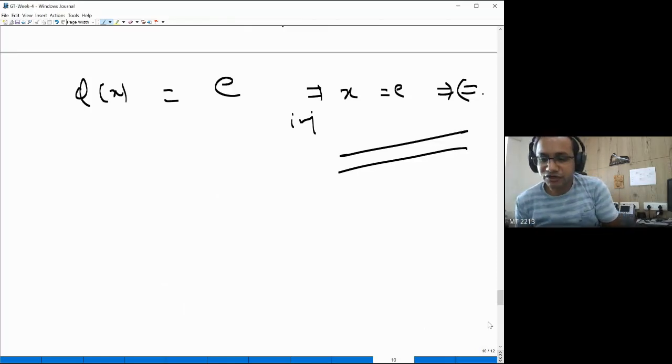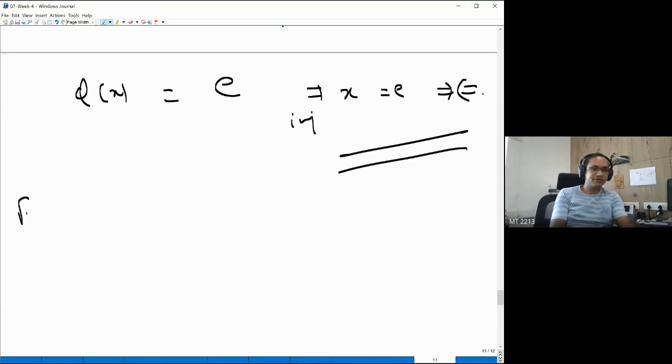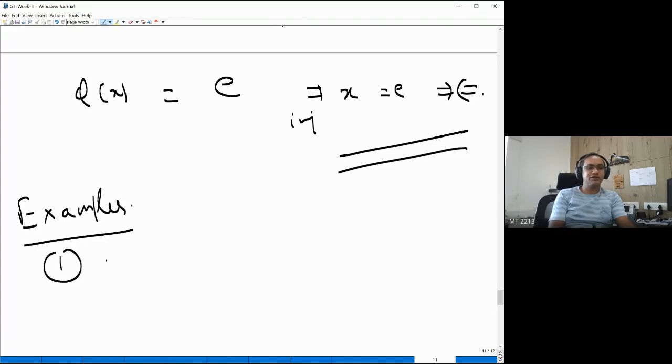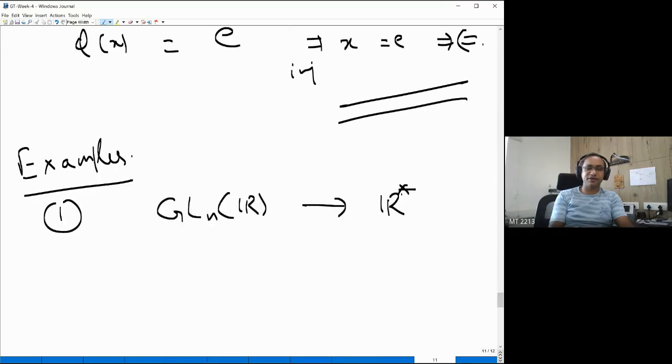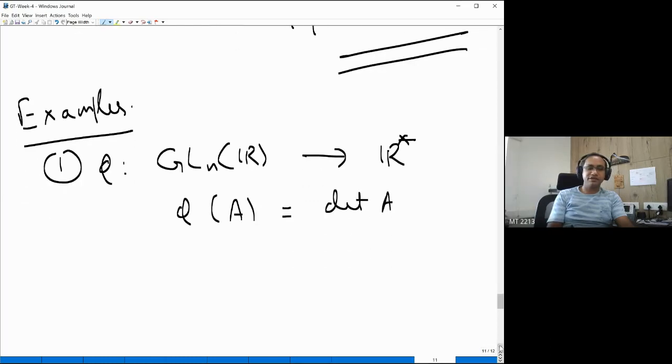I'll just write down one or two examples, and then we can stop. So some examples of homomorphism. We are seeing matrix groups, right? So let's say GLn(R). I define a map from GLn(R) to R star. When I say R star, I'm thinking of non-zero real numbers with multiplication. I define this map phi so that phi of any matrix A is the determinant of A.